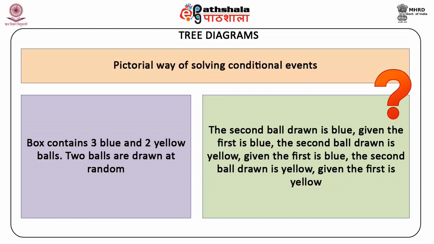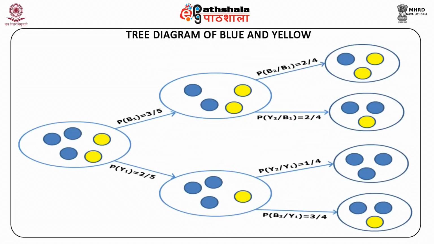The second ball drawn is yellow given the first is blue. The second ball drawn is yellow given the first is yellow, and finally the second ball drawn is blue given the first is yellow. In the above tree diagram, it is clear that initially probability of B1 is equal to 3 by 5, probability of Y1 is equal to 2 by 5.